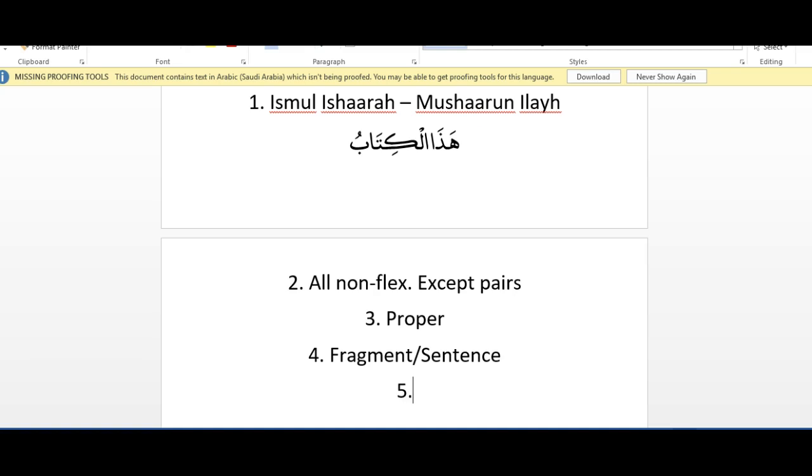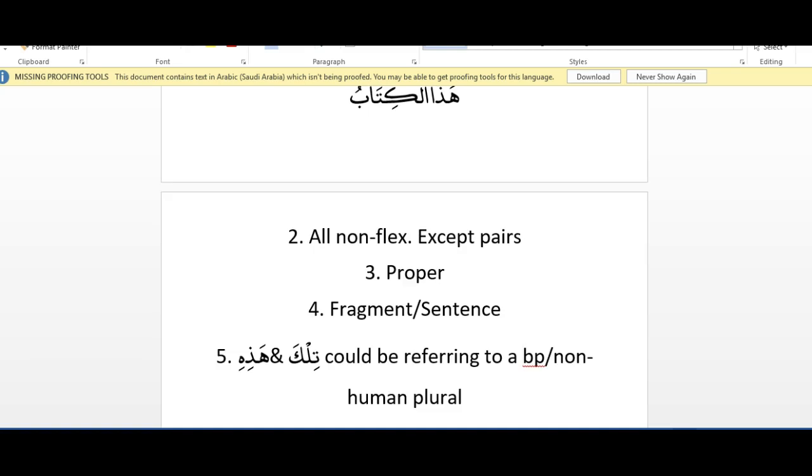And the final point on the Ismul Ishaarah, Mushaarun Ilayh, is that when you're referring to something which is a broken plural, which I'll give an example of, then you can actually use hadihi and tilka. Now I'll explain that in a moment. So hadihi and tilka could be referring to a broken plural or non-human plural. If you think back to the rule of number that we did, all non-human broken plurals can be treated singular feminine, and also non-human plurals are treated singular feminine. This actually happens in the Quran as well.